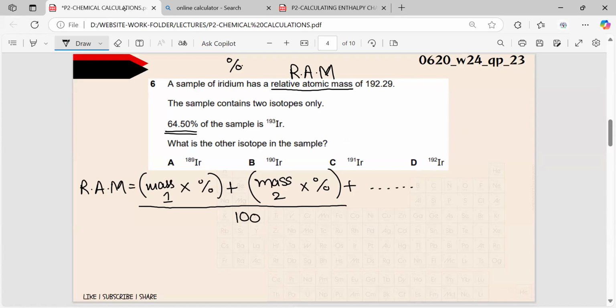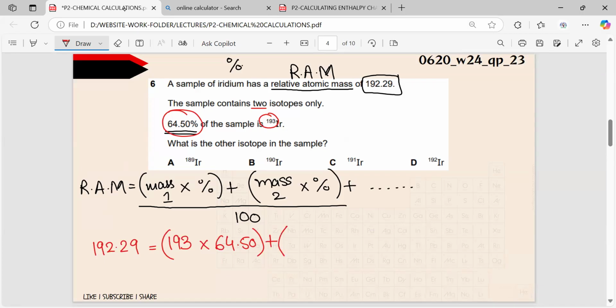Now, here they are saying that the sample of iridium has a relative atomic mass of 192.29. So the relative atomic mass is already given to us. The sample contains 2 isotopes only. 64.50% of the sample is 193. What is the other isotope in the sample? So one of the isotopes is 193. So we'll write the mass here: 193 multiplied by its percentage abundance, 64.50.